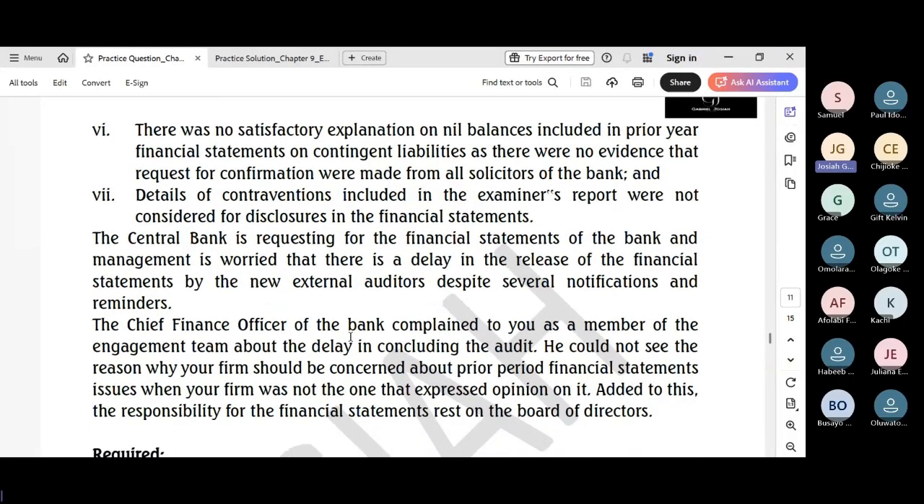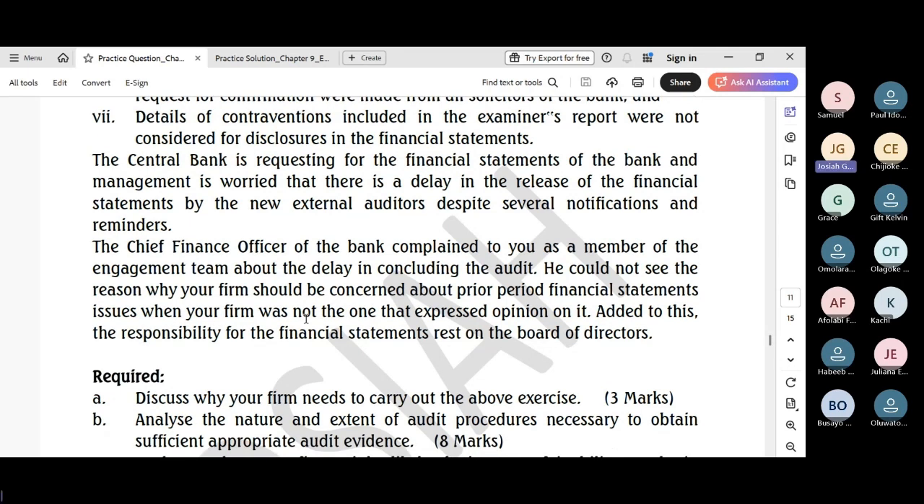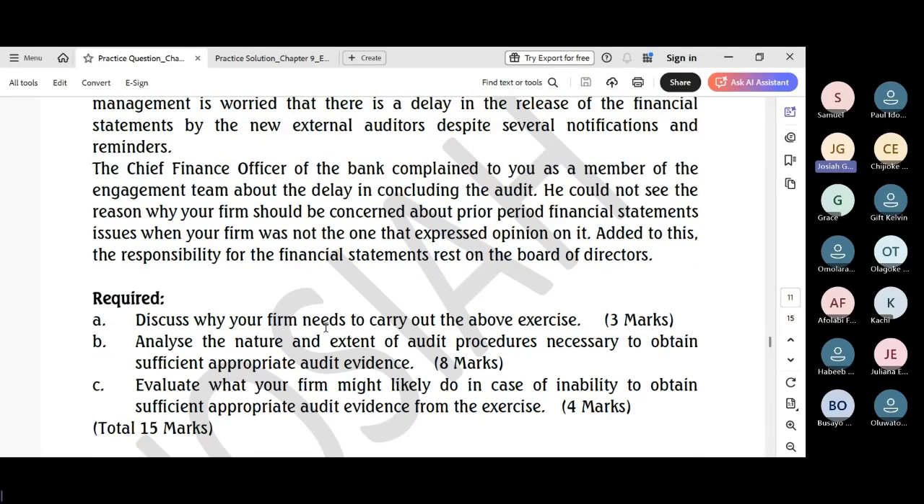There was no satisfactory explanation for nil balances included in the prior year financial statements on contingent liabilities, as there was no evidence that a request for confirmation was made to all solicitors of the bank, and the details of contraventions included in the examiner's report were not considered for disclosure in the financial statements. CBN is requesting the financial statements of the bank, and management is worried that there is a delay in the release of financial statements by the new external auditors, despite several notifications and reminders.